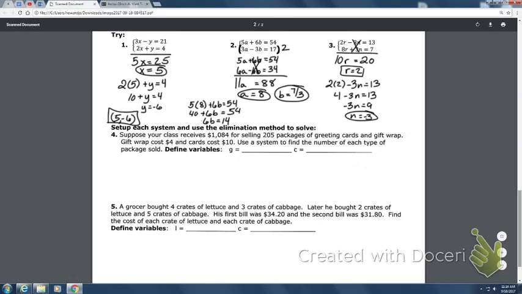That's fine. Down to the first word problem. McKenna Wallace, will you read that for us, please? Suppose your cost receipt $1,084 for selling 205 packages of greeting cards and gift wrap. Gift wrap costs $4 and cards cost $10. Use a system to find the number of each type of package. Okay, so we will use G as the gift wrap and C as the card.